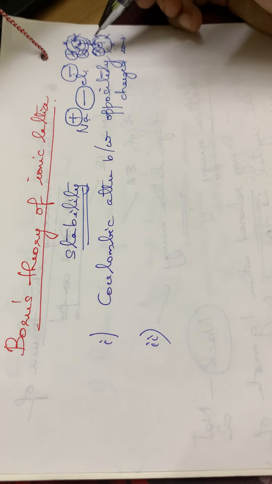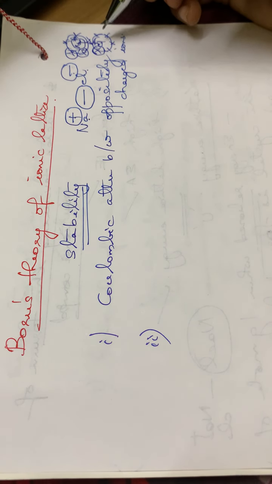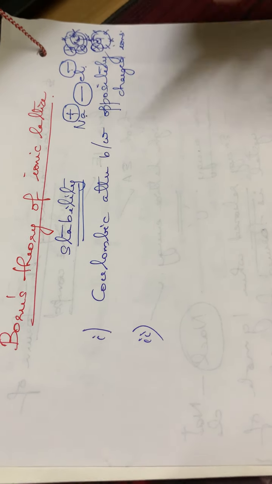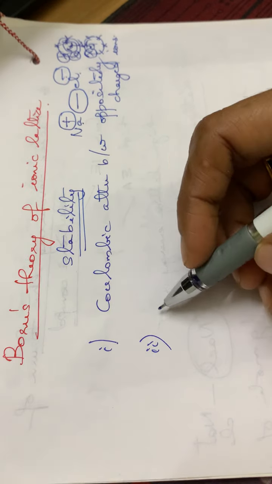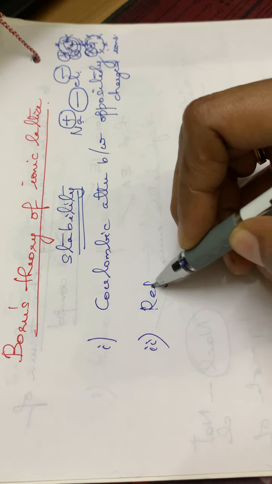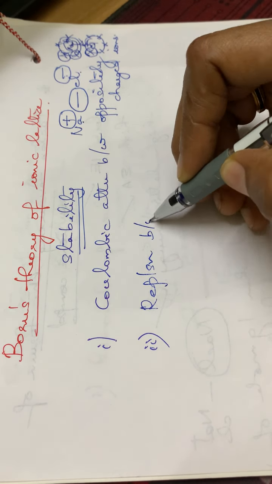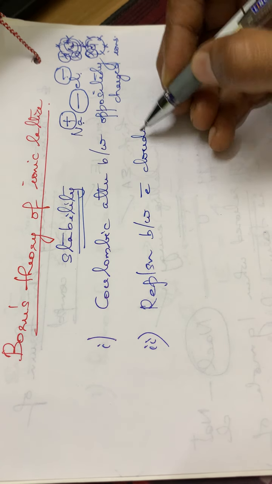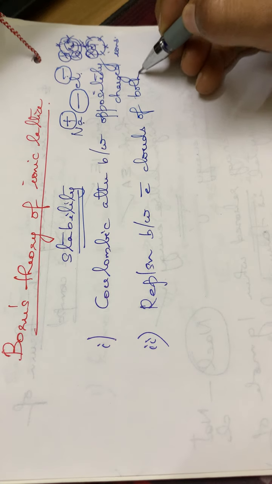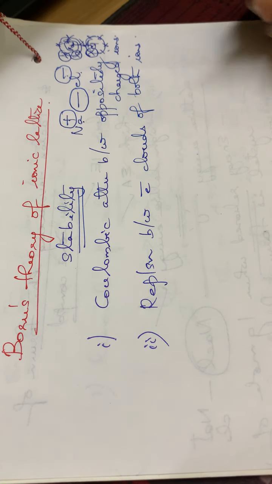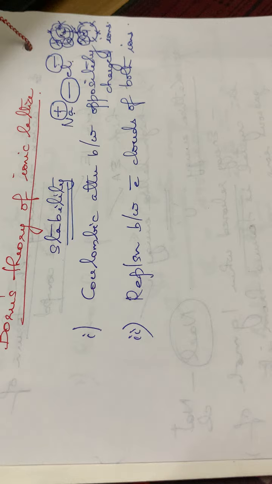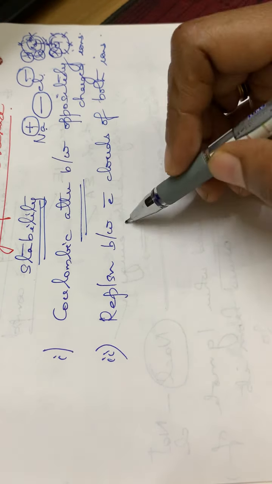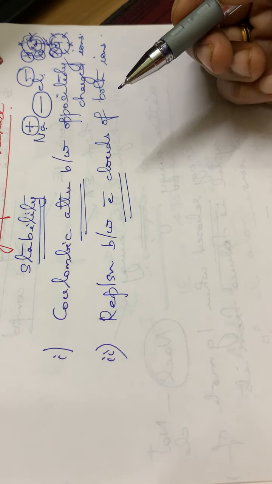The electrons in Na plus will be repelling the electrons in Cl minus. So there is a repulsive interaction also, isn't it? So the second interaction is the repulsion between the electron clouds of both ions. So these are the two interactions going on in the case of an ionic compound. Then we have to go through in detail these attractive forces as well as the repulsive forces.